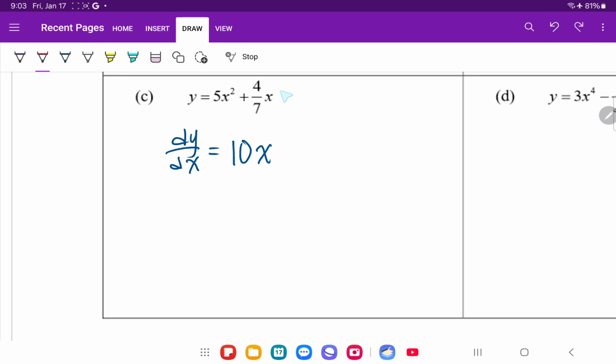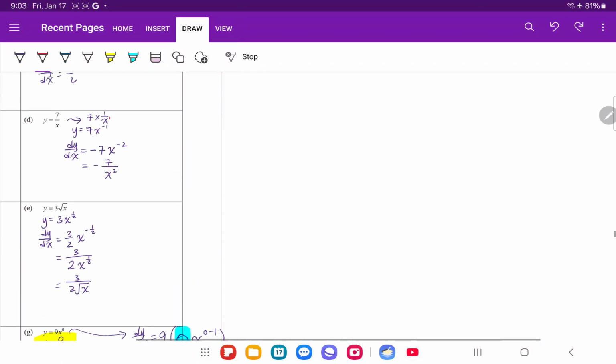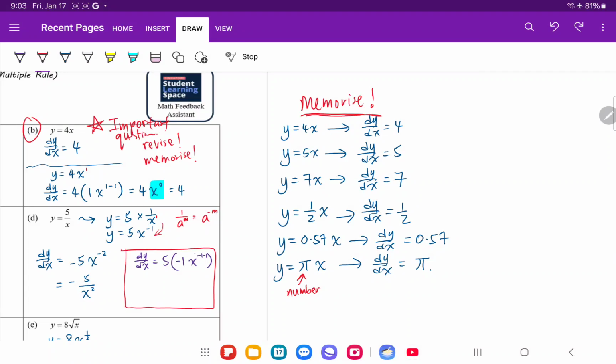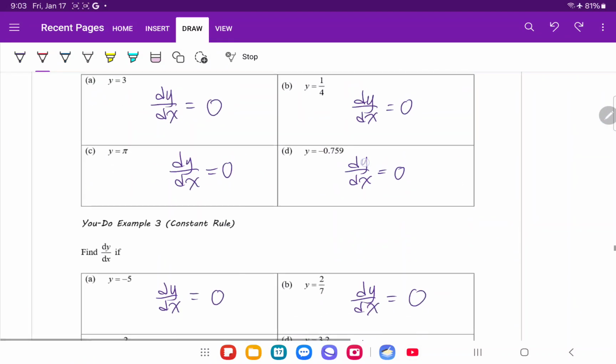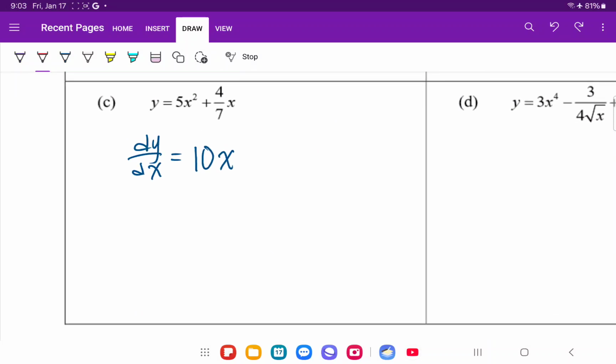Now this one, familiar. There's only an x, only one x, number times x. What did we do previously? This one, number times x. The result is just a number. So for this case, the y at the back after differentiation gives a plus 4 over 7. Full stop. There's no more x already.